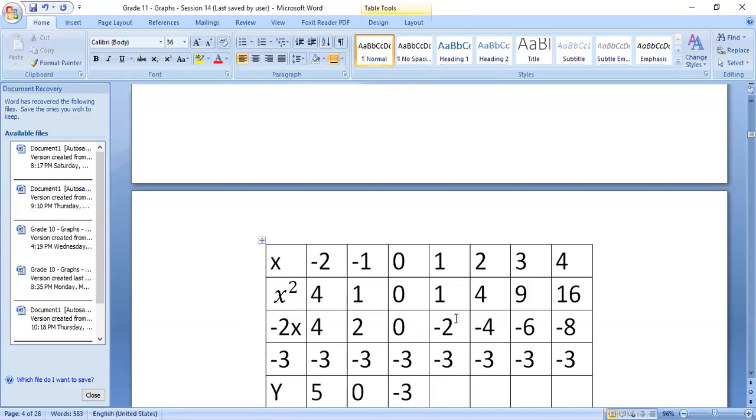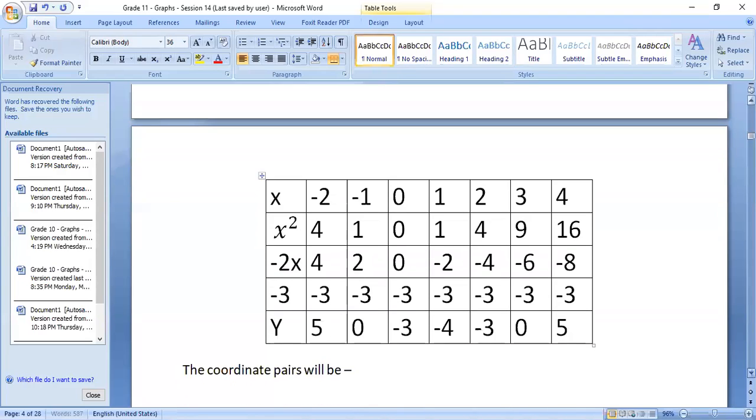1 minus 2 is -1. -1 minus 3 is -4. 4 minus 4, 0. 0 minus 3, -3. 9 minus 6, 3. 3 minus 3, 0. 16 minus 8, 8. 8 minus 3 will be 5. So these are the values.